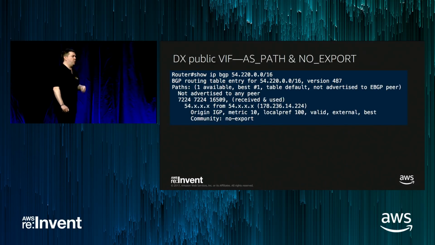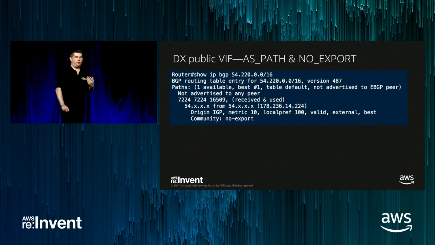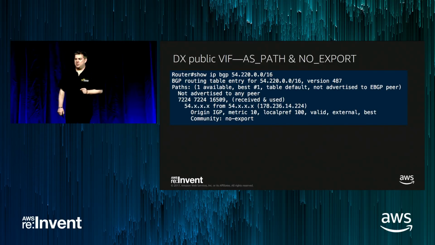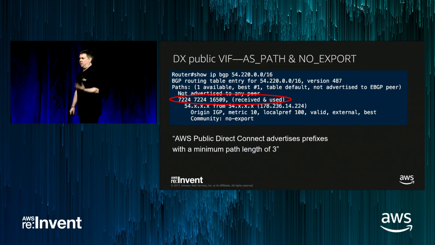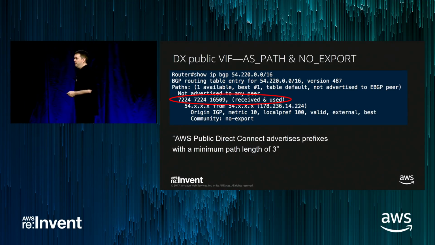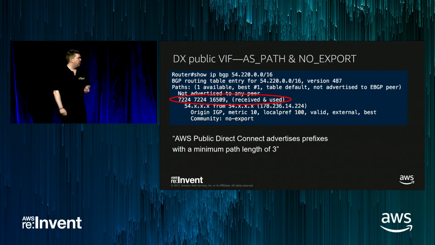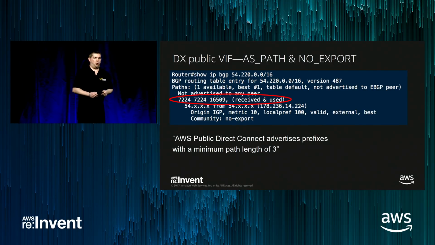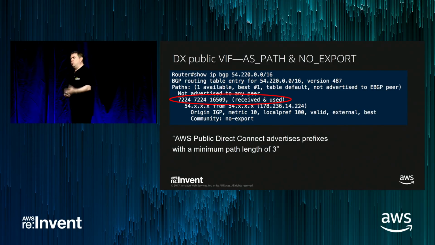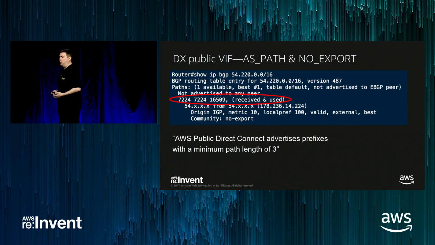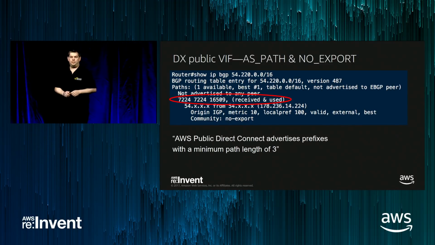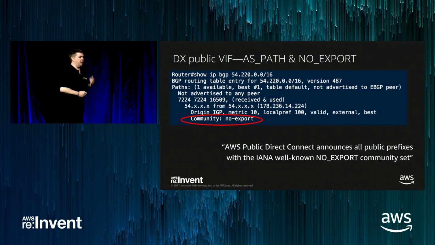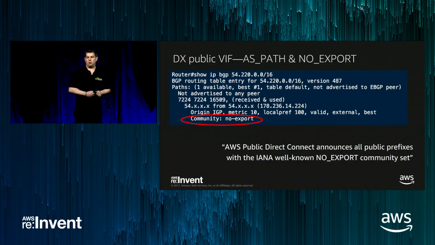So the first thing is, every prefix that we announce to you will have a minimum of 3 hops on the AS path. So you can see here, we've got 7224, 7224, 16509. We do that because it gives us the ability to limit any unintended propagation of our prefixes to the internet, shall we say. We also attach the no export community. So again, this should prevent any of your routers accidentally announcing the Amazon prefixes out to the rest of the internet. Both of these are documented in our routing policy, which is linked to from the Direct Connect documentation.